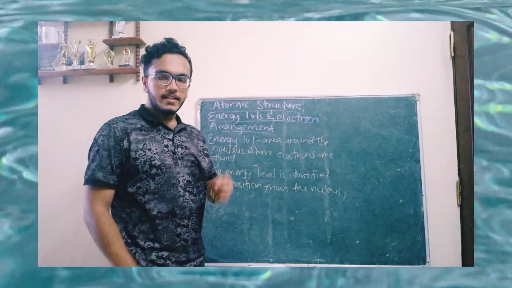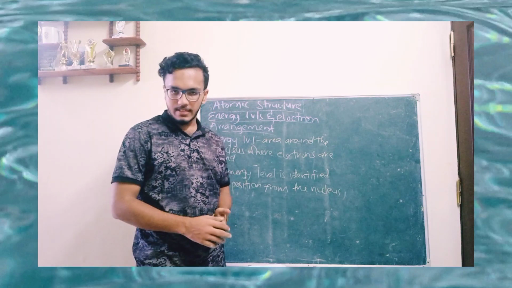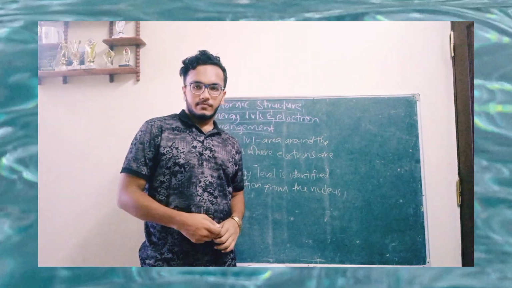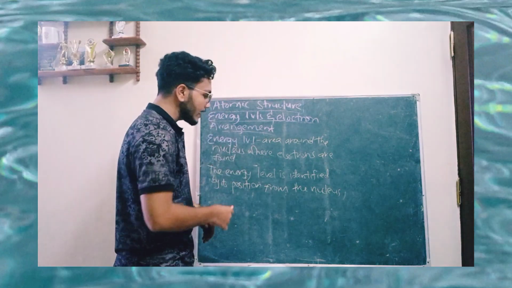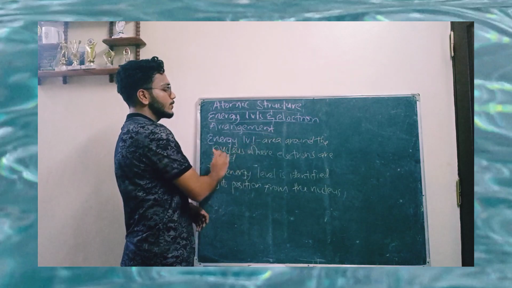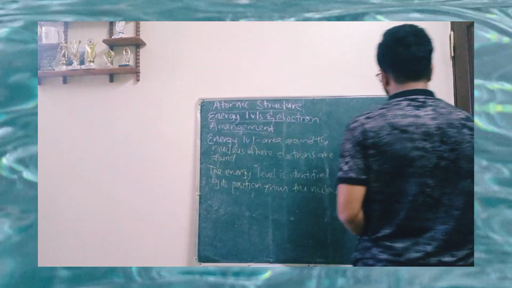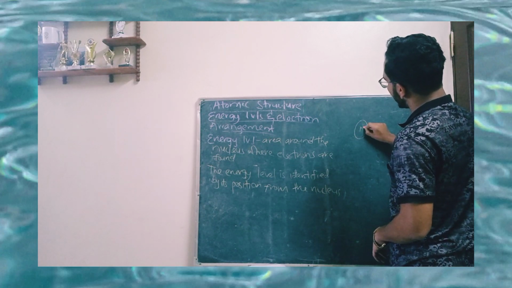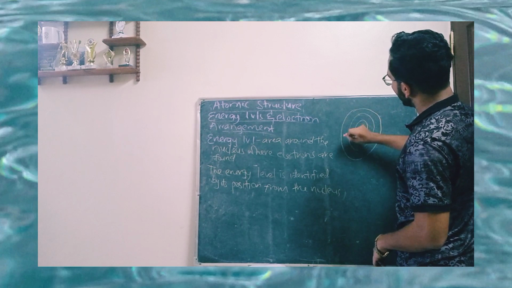Our next subtopic is energy levels and electron arrangement. Now, as we discussed earlier, what is an energy level? An energy level is the area around the nucleus where electrons are found. So we will just draw an atomic representation here. We have a nucleus, and then we have energy levels surrounding the nucleus.